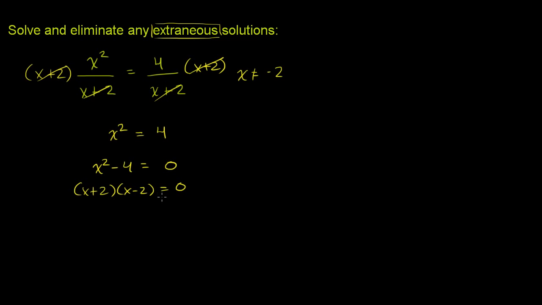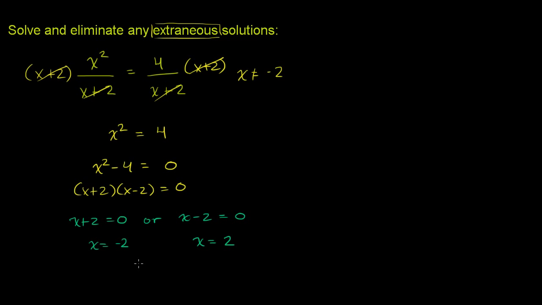And then if the product of two things is equal to 0, that means either one or both of them are equal to 0. So this tells us that x plus 2 is equal to 0, or x minus 2 is equal to 0. If you subtract 2 from both sides of this equation right here, you get x is equal to -2. If you add 2 to both sides of this equation right over here, you get x is equal to 2. And we're saying that either of these would make this last expression 0.